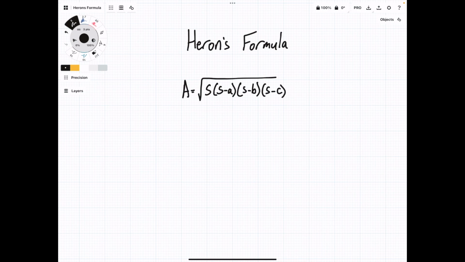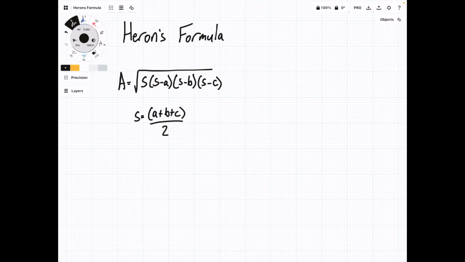Here, s is equal to half the perimeter, which is going to be a plus b plus c all over 2. So let's look at a couple practice problems. To start off, let's say that we have a is equal to 14 centimeters, b is equal to 13 centimeters, and c is equal to 15 centimeters.